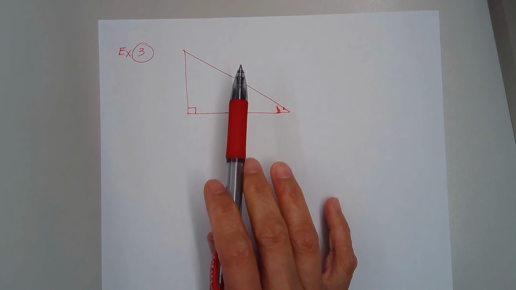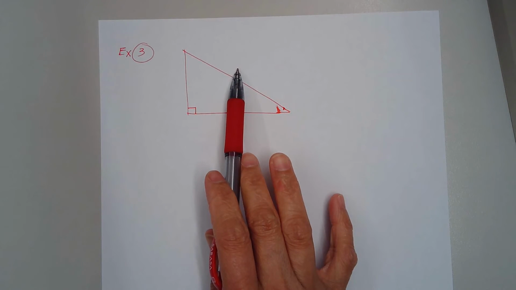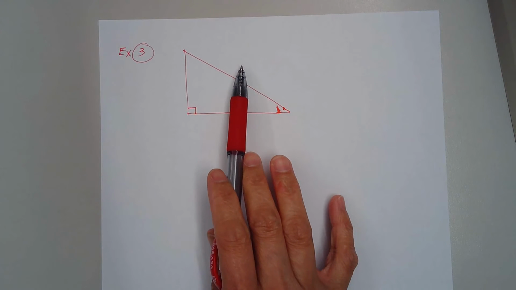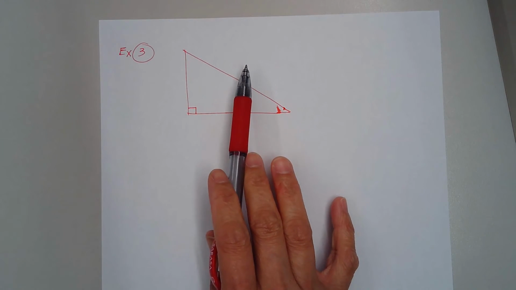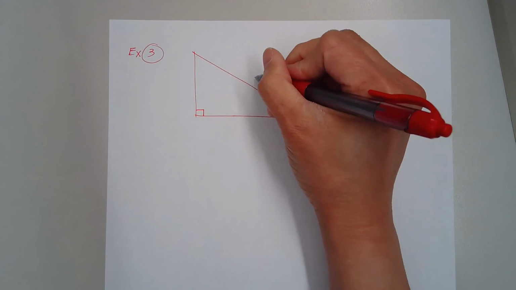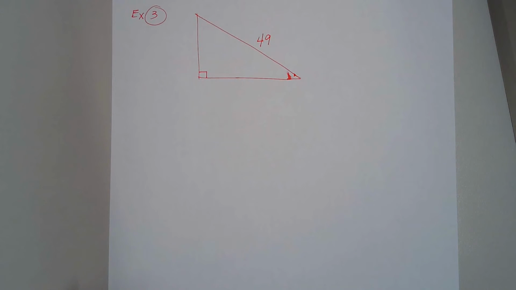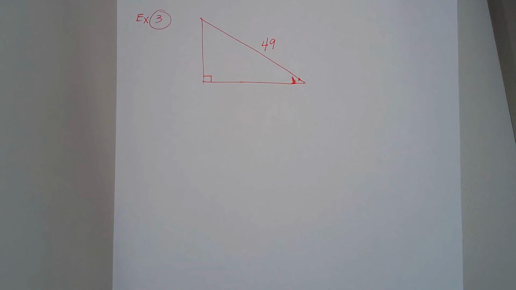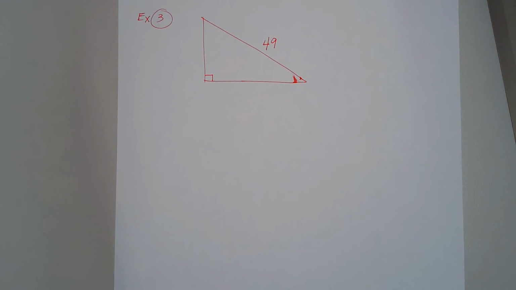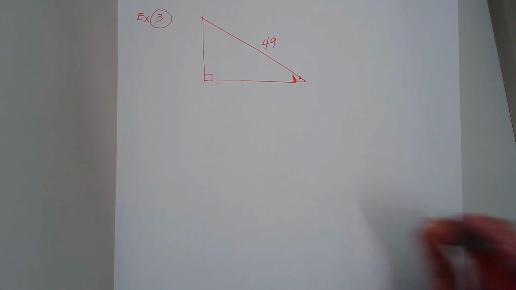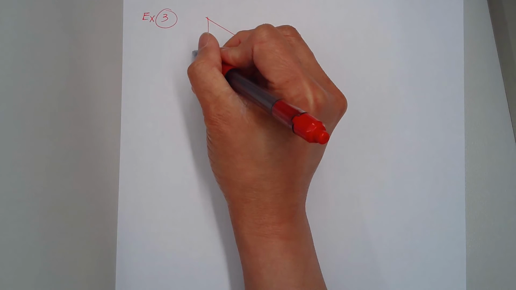Ernie, can you give me a number between 20 and 50 for the hypotenuse for this length? 49, okay. And somebody want to give us a number or make up a number for one of the short sides? 7. 7 sounds good.